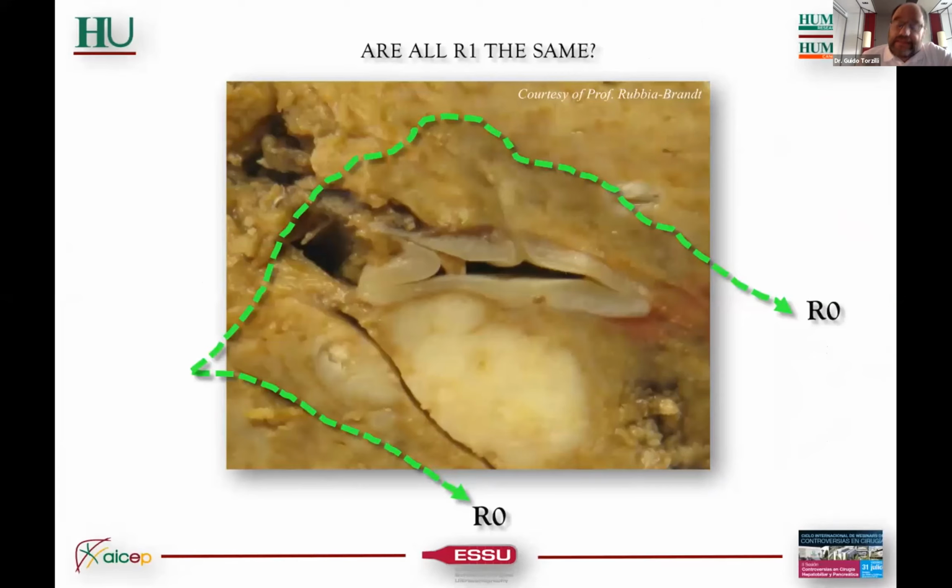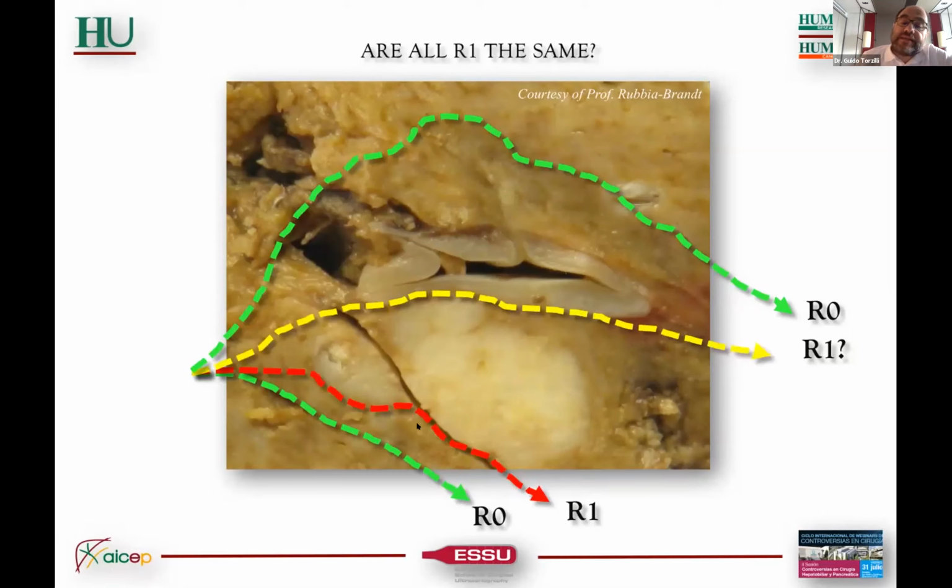I think that we have to go deeper into the analysis of this parameter, because everyone agrees this is R0, this is R0, but this is R1 for sure, the exposure of the tumor on the cut surface in between the parenchyma. But how to address this R1? Is it really R1 like this one, or is it something different?